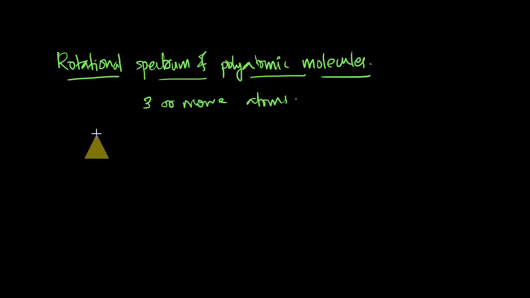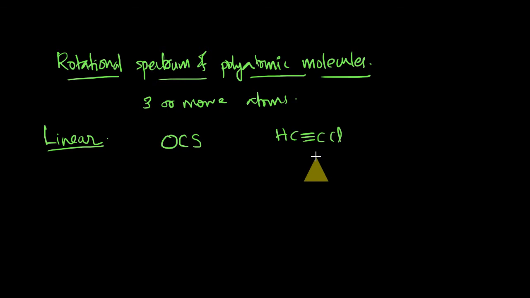For example, we are going to consider first the linear polyatomic molecules. Why are we considering linear polyatomic molecules? Because the problem of the linear molecules is much simpler compared to the non-linear molecules. That is why we are starting with the linear molecules. Examples of linear polyatomic molecules are OCS, and another example is HC triple bond CCl, chloroacetylene.